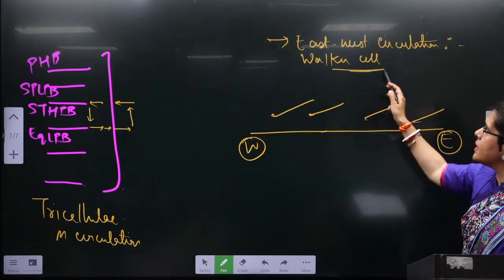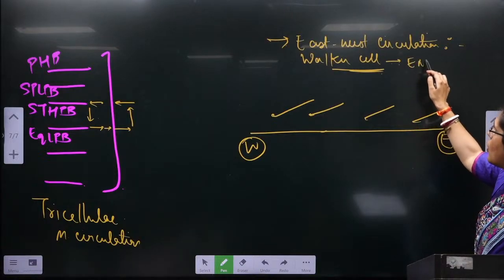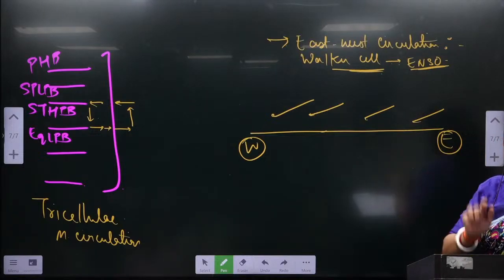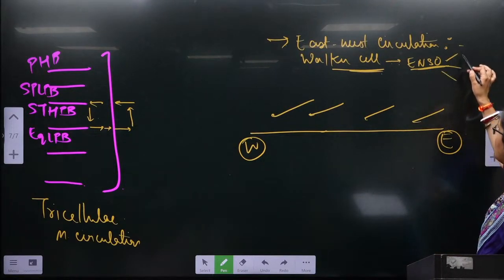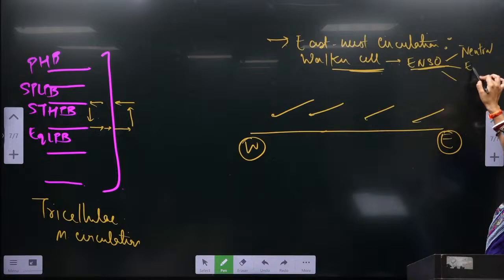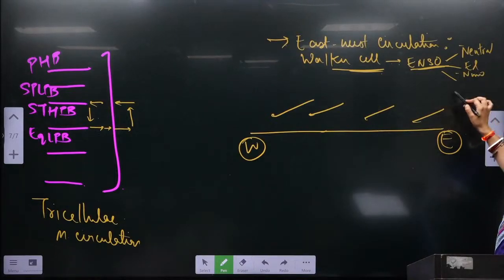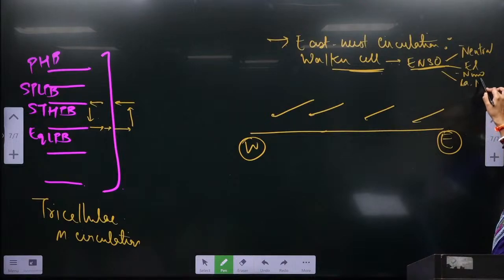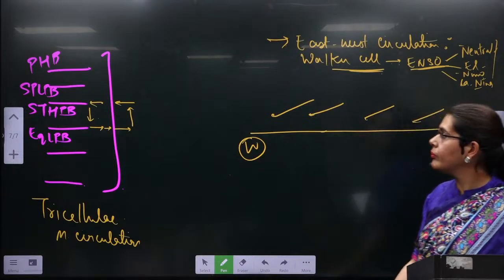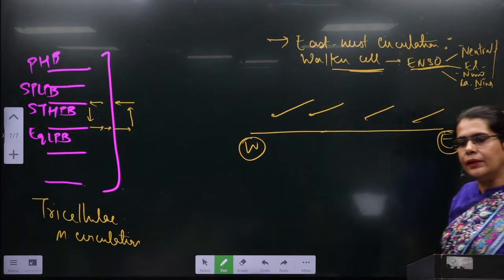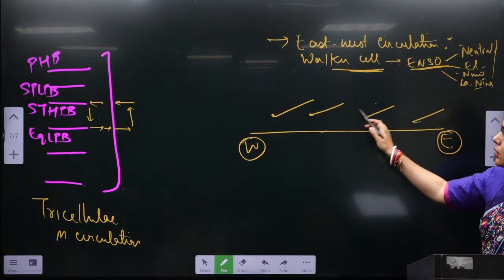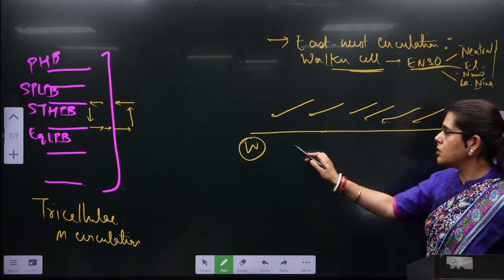So when we talk about the Walker cell, this is itself the phenomenon of ENSO, El Nino Southern Oscillation, which has the 3 phases. One is the normal phase, the neutral phase. Another one is El Nino. And another one is La Nina. Okay, so these are the 3 phases, simple. ENSO, El Nino Southern Oscillation. Okay, now see, this is the direction of the trades, right?